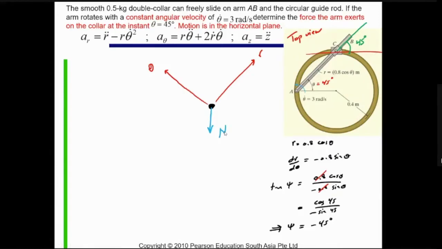What else? The force applied by the arm on the collar. No, the force is not going along R. What's happening along R is that the collar C is sliding along the arm. However, it has a force that is applied normal to it by the arm. So the force that we're talking about is actually normal to the arm, correct? So again, this collar is sliding freely along the arm, and the force that we're talking about is applied normal to the arm. Correct?